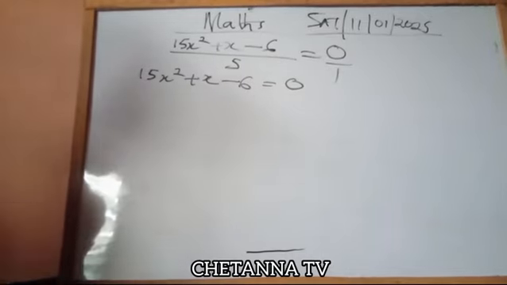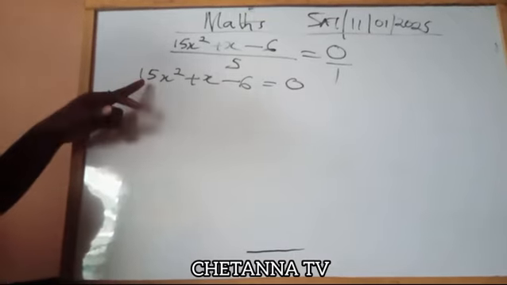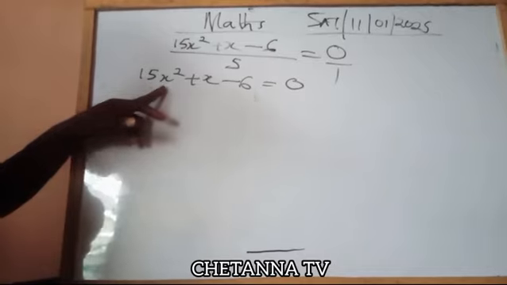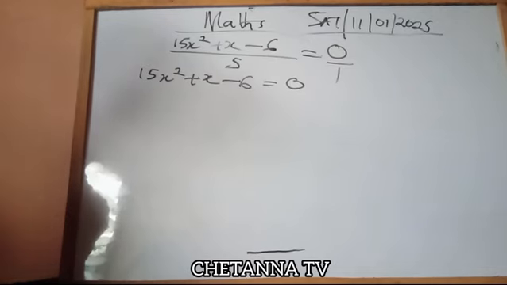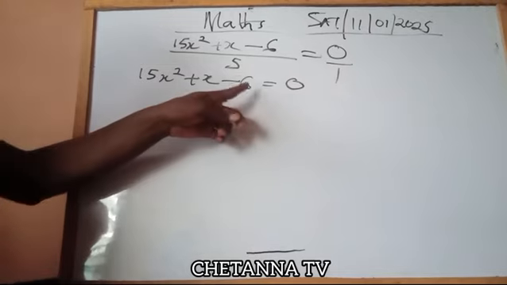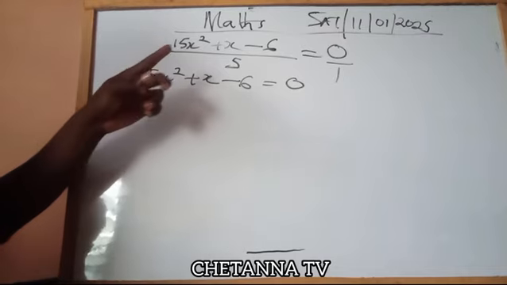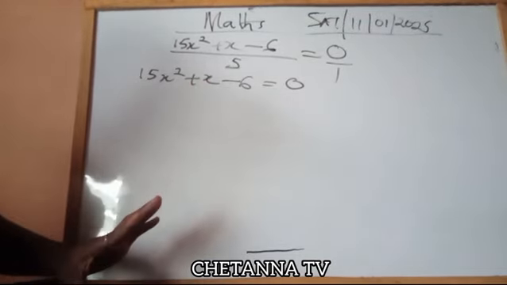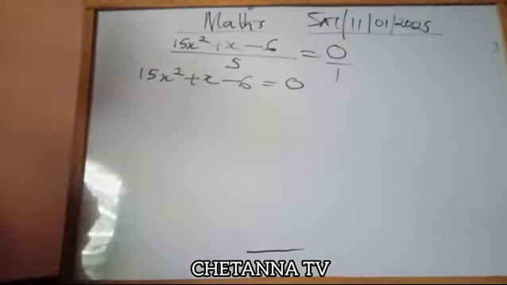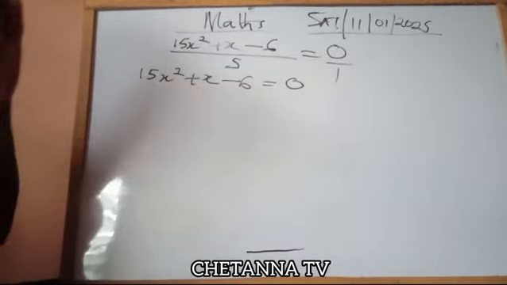So we now solve this quadratically. Remember what I told you? We use the coefficient of the highest power to multiply the constant. So if we use 15 to multiply minus 6, what will it give us? 3 times 15 is 45, and 45 times 2 is 90. So we have minus 90.